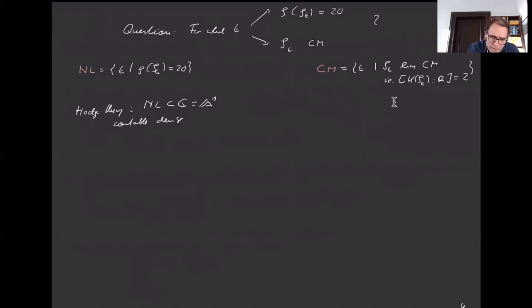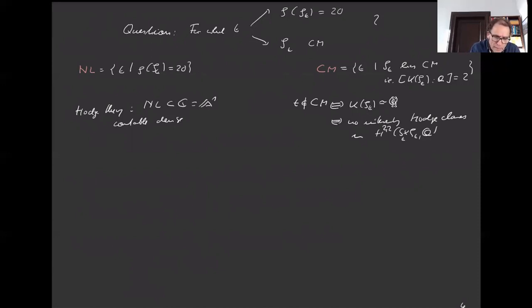On the other side, if t is not a point for which the fiber has complex multiplication, so t not contained in CM, then this is the case if and only if the endomorphism field is just Q, and this essentially means that there are no interesting cycles, interesting Hodge classes on the product.